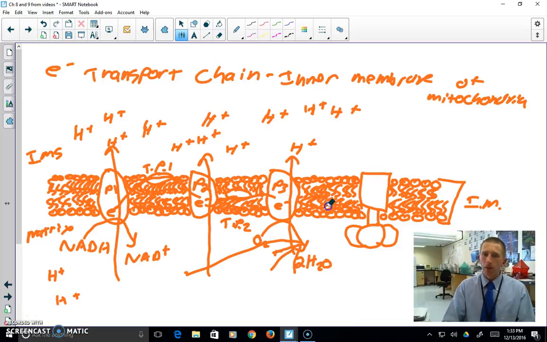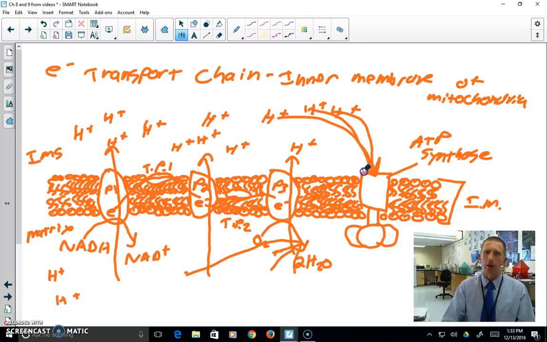No, because this is hydrophobic, and these ions, they're charged, they're hydrophilic, so they can't just go across the membrane by themselves. They need help. They need to do facilitated diffusion. Remember that from chapter 7? So the protein that facilitates their movement or their diffusion is called ATP synthase. And so these hydrogen ions, they want to flow back across the membrane into the matrix, and they have to go through ATP synthase.